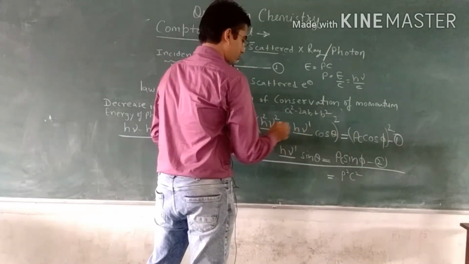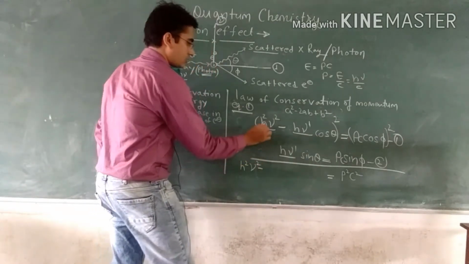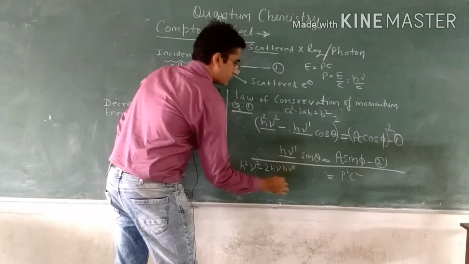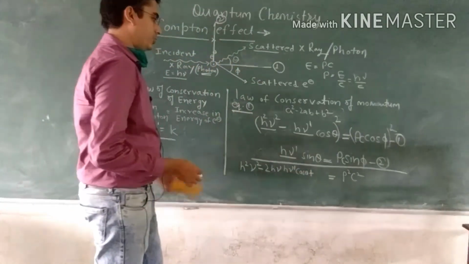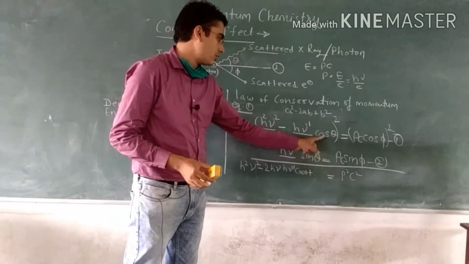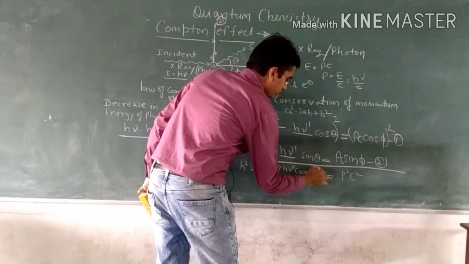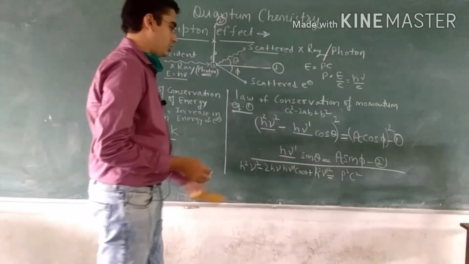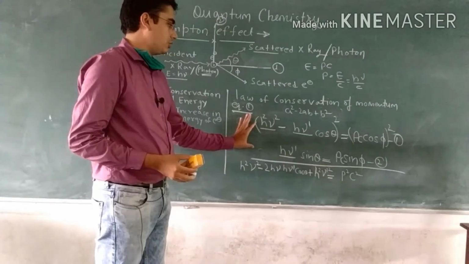So here we get h mu square minus 2 h mu h mu dash cos theta plus h mu dash square. And sin square theta plus cos square theta will become 1. So we get this final equation on summation of equations first and second after squaring.